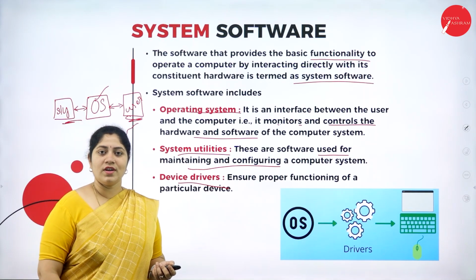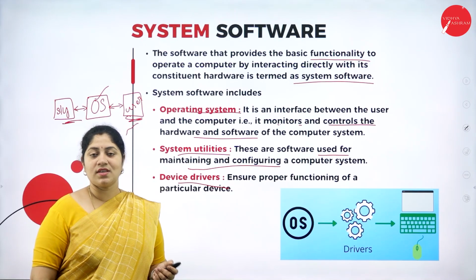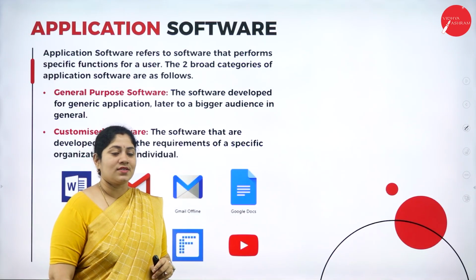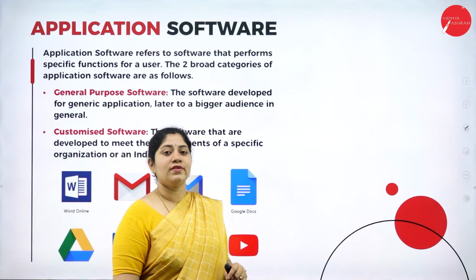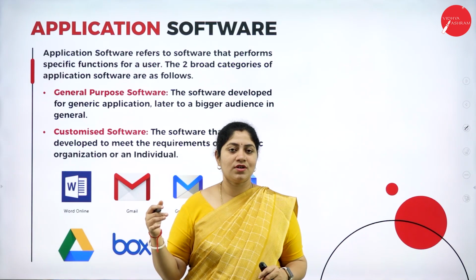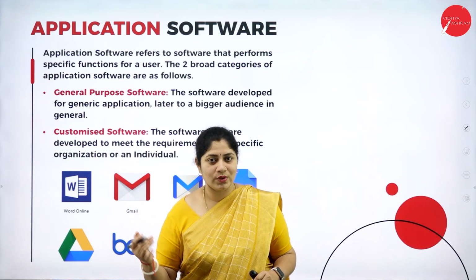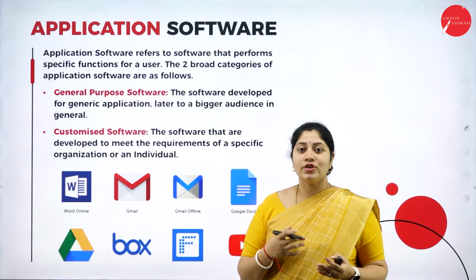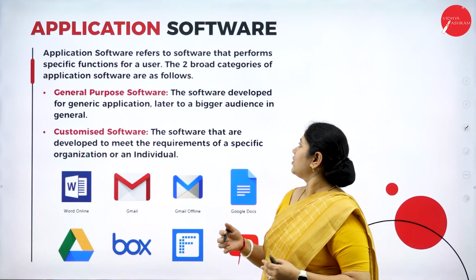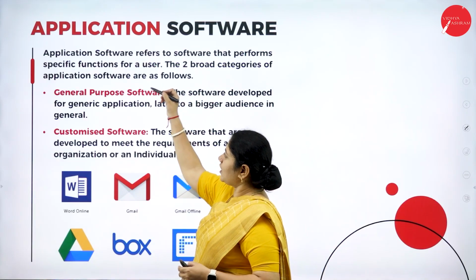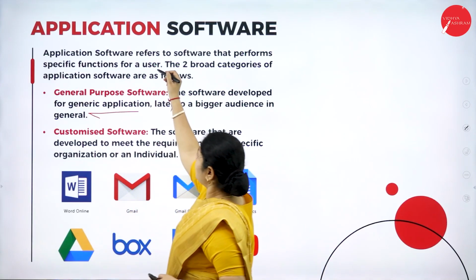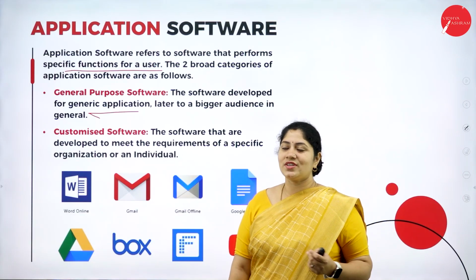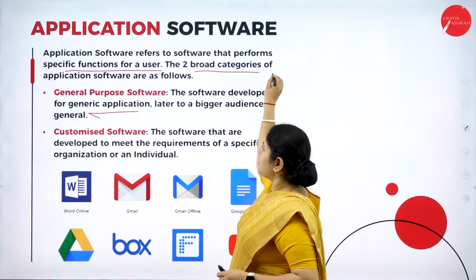Now let's move forward and understand what exactly is an application software, which is the second type of our software. Yes, application software, as the name itself says, is basically considered by an end user. Application software can be termed as a software which will be used by the end users. So now we can say that it performs specific functions for a user. Now we have two broad categories under this.